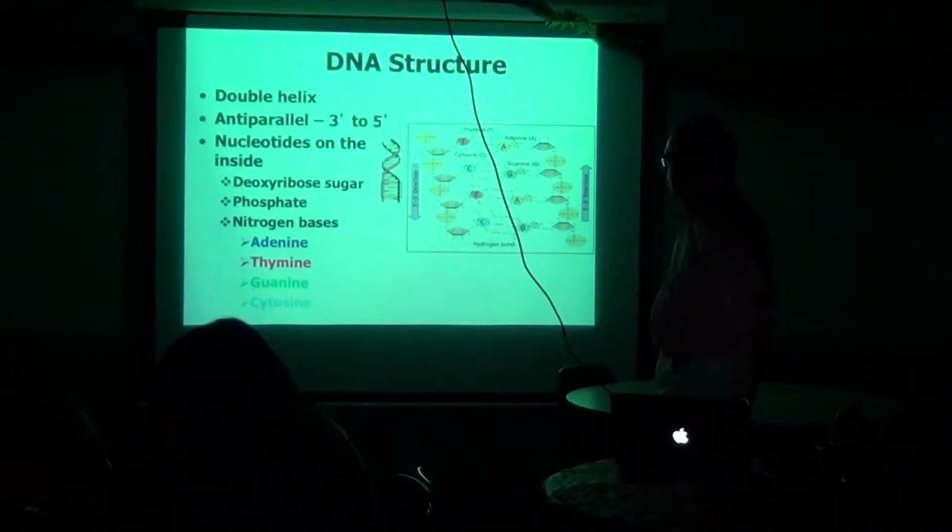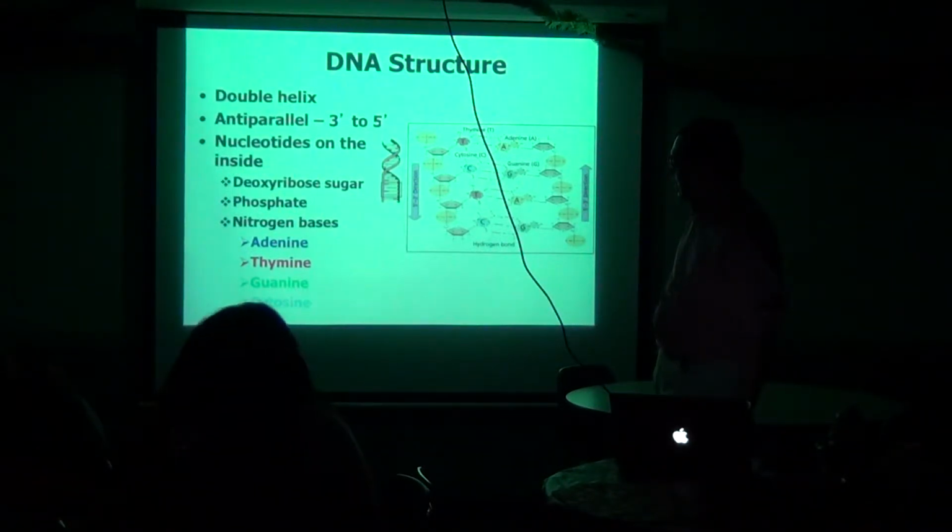And you need to know that much. Now the bases in DNA are given the names listed down there: adenine, thymine, guanine, and cytosine. Or adenine, thymine, guanine, cytosine. So write those things down.